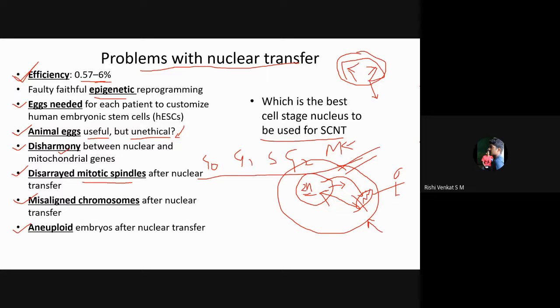So it should be G1 because in G2 we already have two copies of everything. Absolutely correct, the thinking is right. G2 is 4n. Is that what you meant? Yes, sir, 4n. It will be tetraploid. That will be a difficult one. In S phase, synthesis is happening, so it will cause a lot of misalignment, and the cell will die basically if you transplant it. G1 is a good one, but the best would be G0.